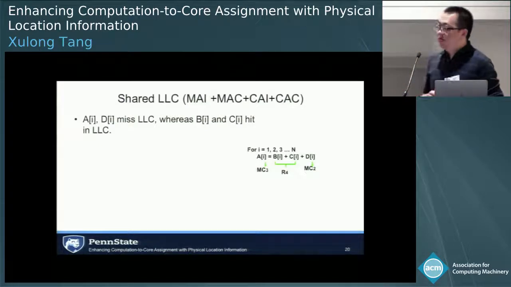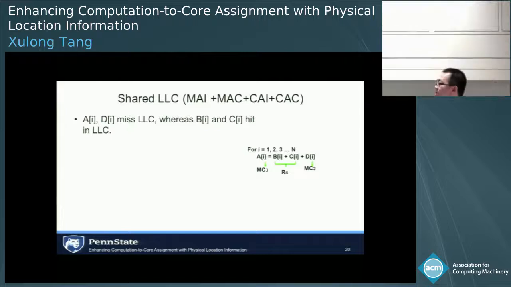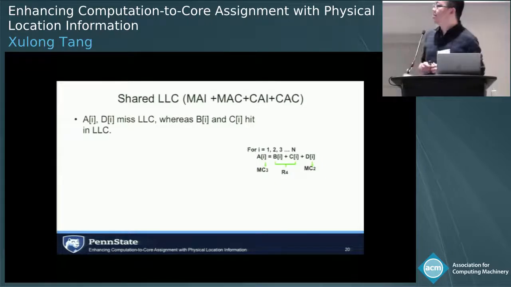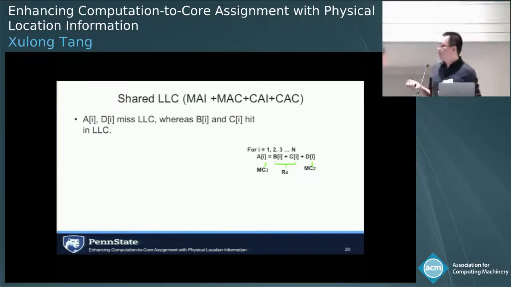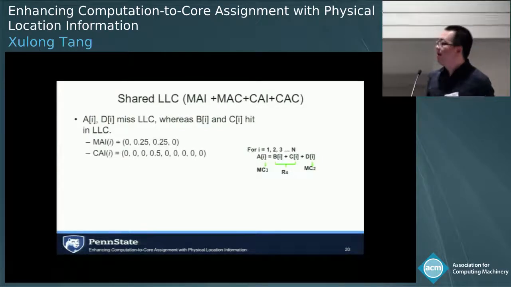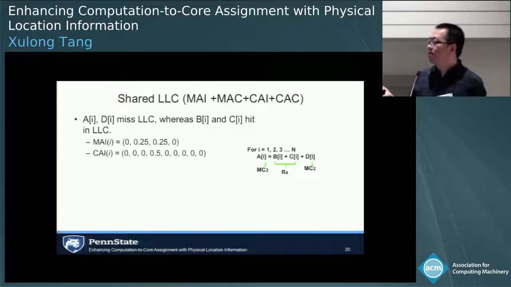So now let's look at a more realistic example. In this same loop, assume AI and DI are going to miss in the last level cache. They are going to memory controller 3 and memory controller 2. And BI and C are going to hit in the last level cache in region 4. So the corresponding MAI vector is set with the second and third entries to 0.25, and the CAI vector is all zeros except the fourth entry, which is 0.25.